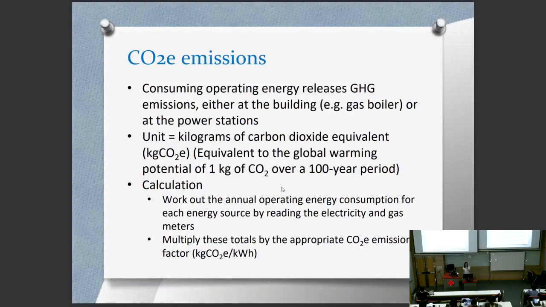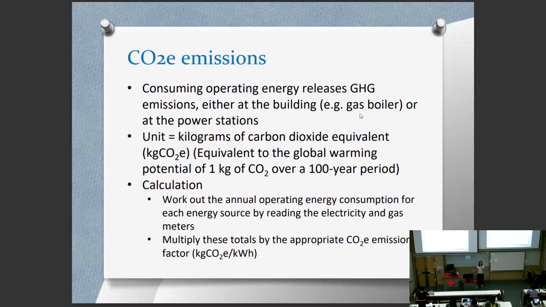Okay, carbon dioxide equivalent emissions. Consuming operating energy releases greenhouse gas emissions, either at the building or at the power stations. So what does it mean? If we use a natural gas boiler within the building, then we are burning the natural gas within the building, and the carbon dioxide will be released right here. We call these local emissions.